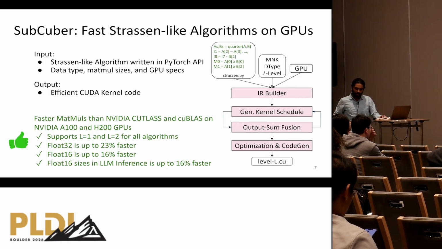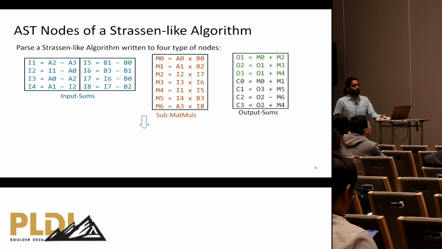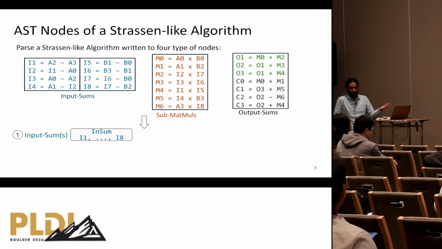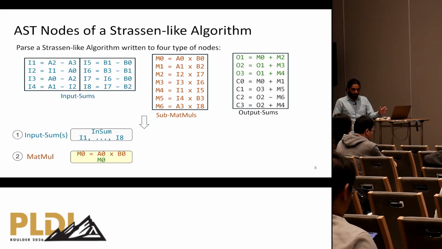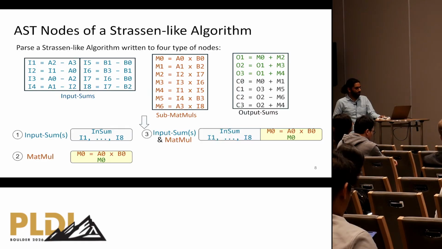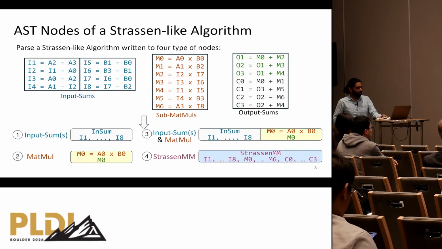So let's look into detail how SubCuber works. The first pass of SubCuber is to create that IR. So it will go through the Strassen algorithm and create 4 AST nodes. So the first is, well, input sum. We are going to compute an input sum node. The other is a matmul node that represents each submatmul. The next is a combined input sum and matmul node. And the last is a Strassen node, so that represents all of this Strassen algorithm.